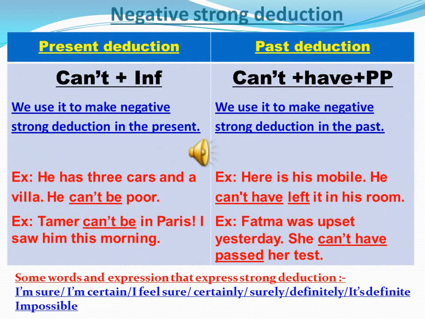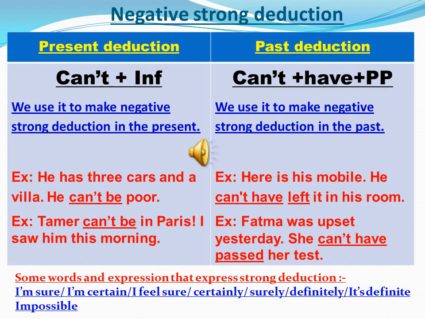Look here. We can use can't to make negative strong deduction in the present and also in the past. Example 1. He has 3 cars and a villa. He can't be poor. I feel sure that he has 3 cars and a villa and that costs a lot of money, so I feel sure he isn't poor.